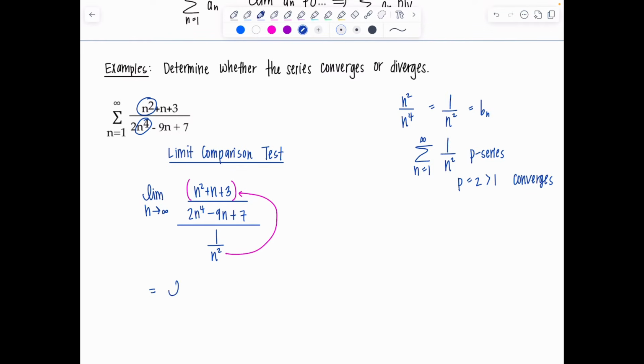So now I have the limit, n goes to infinity, of n to the fourth plus n cubed plus 3n squared over 2n to the fourth minus 9n plus 7. Perfect. So at this step, just check with your instructor. I require my students to show all the steps to arrive at the limit. So if n goes to infinity, numerator and denominator are both going to infinity. What we're going to do is divide by the highest power of n from the bottom, which is n to the fourth in this case.